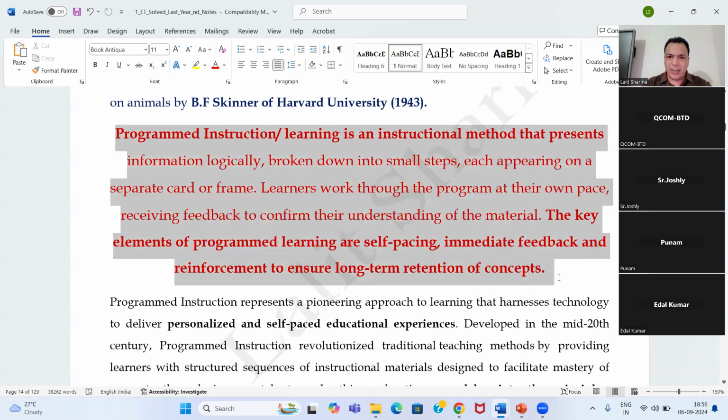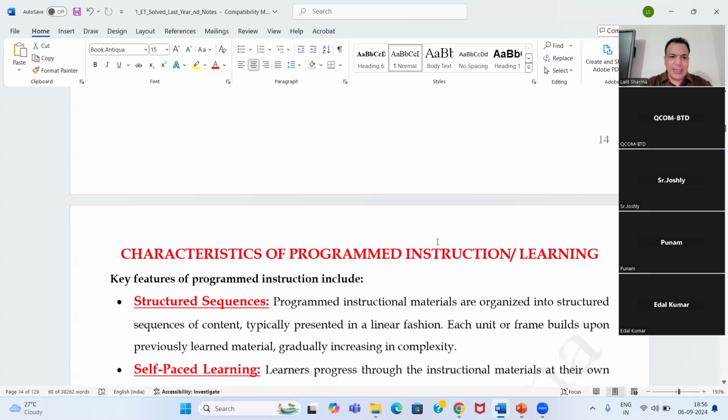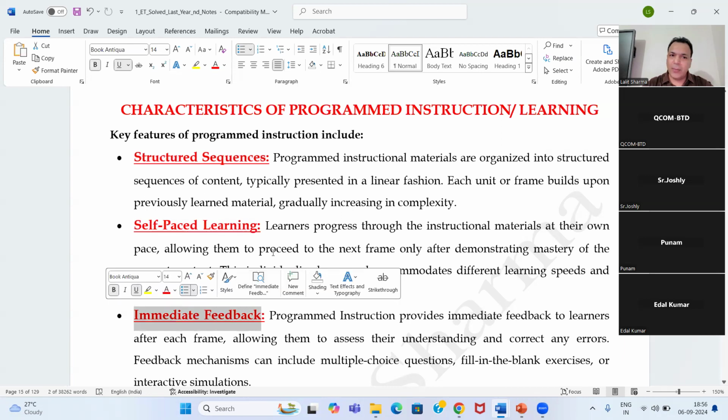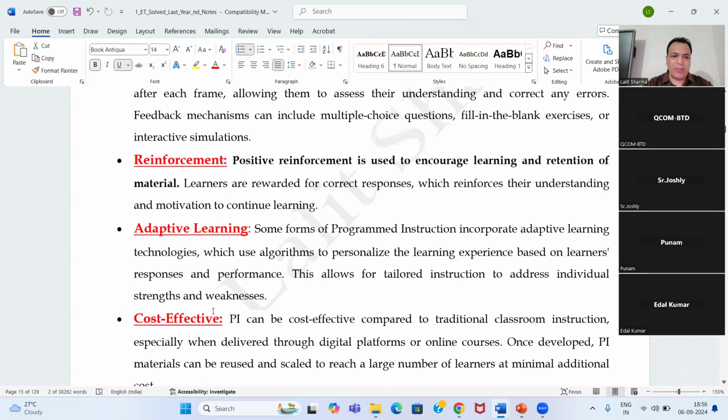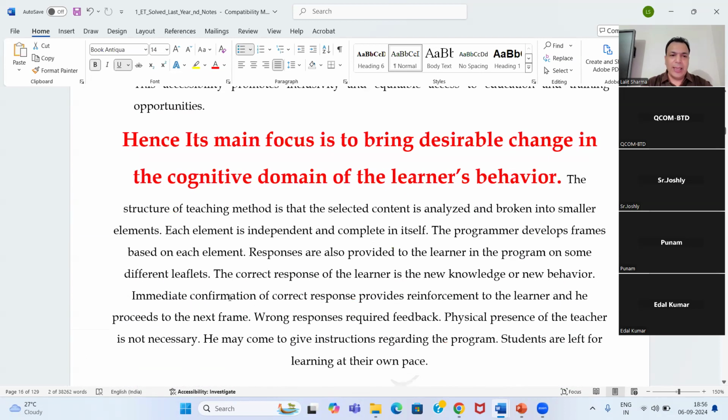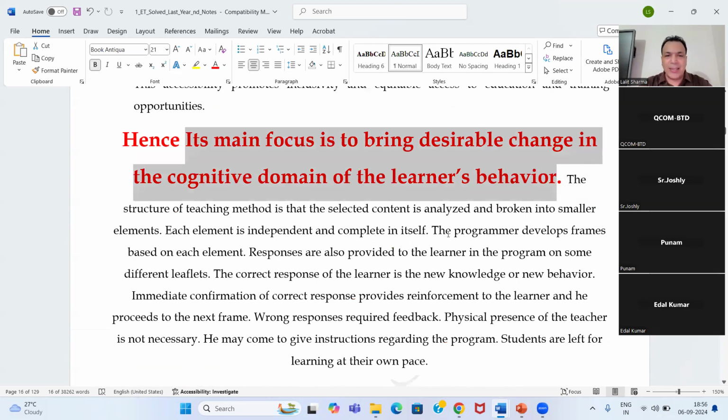Program instructions, we have done it, right? And you know, the characteristics of programmed instruction are structured sequence, self-paced learning, immediate feedback, reinforcement, adaptive learning, cost-effective, consistent delivery and accessibility. Hence, programmed learning's main focus is to bring desirable change in the cognitive domain of the learner's behavior. Cognitive domain, right?